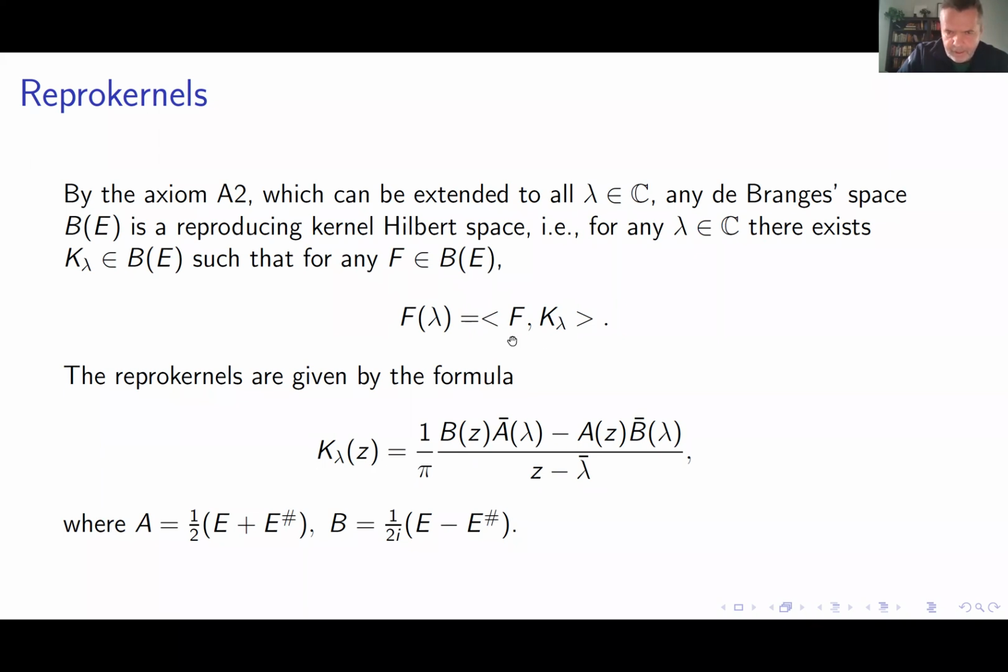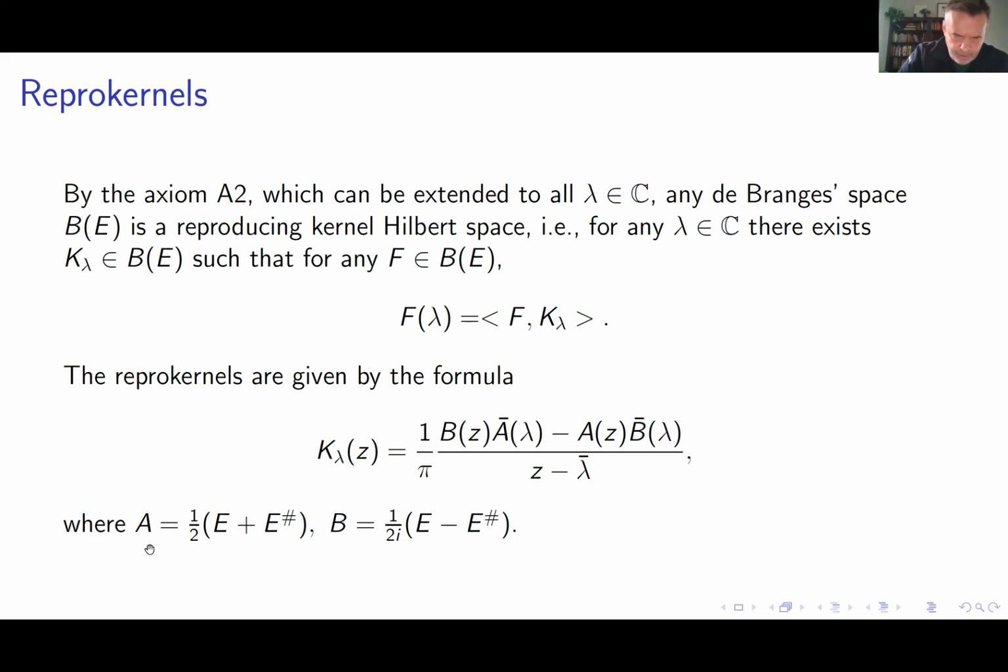Just like in most other reproducing kernel Hilbert spaces of analytic functions, you can find the formula for those reproducing kernels. So A and B in this formula are the real and the imaginary parts of our function E, the Hermite-Biehler function that generates our space on the real line.